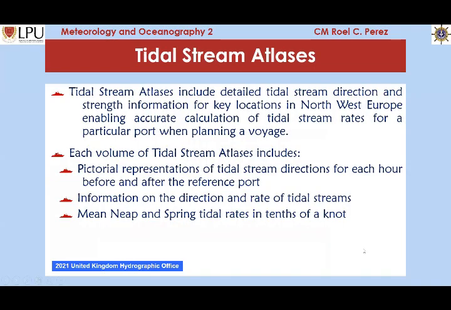Okay, we have the tidal stream atlases. Tidal stream atlases include detailed tidal stream direction and strength. So direction is set and strength is drift. So direction and strength information for key locations in Northwest Europe, enabling accurate calculation of tidal stream rates for a particular port when planning a voyage.